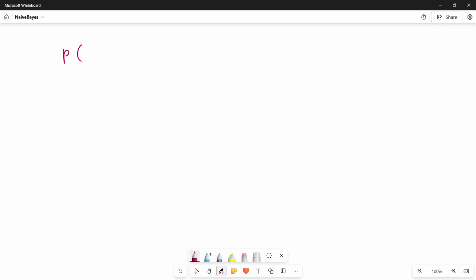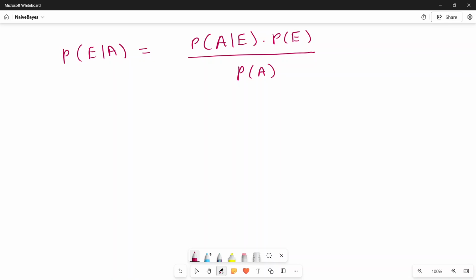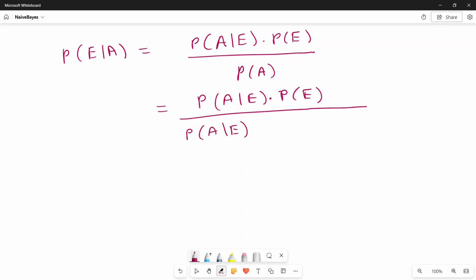In the previous video we saw that the probability of E given A is the probability of A given E times the probability of E, divided by the probability of A. This probability of A can be expanded as the probability of A given E multiplied by the probability of E, plus the probability of A given E complement multiplied by the probability of E complement. Let's just stick to this form of Bayes theorem for now.